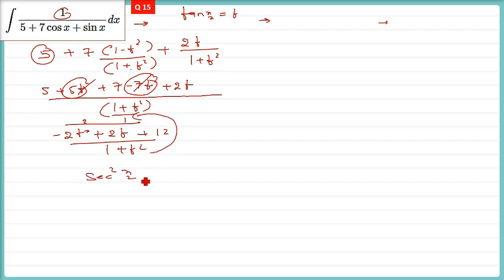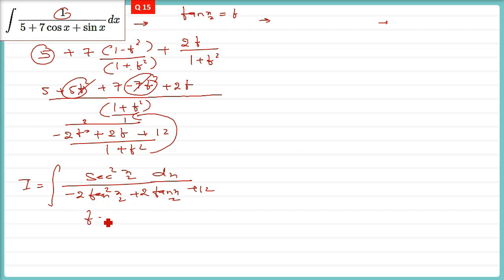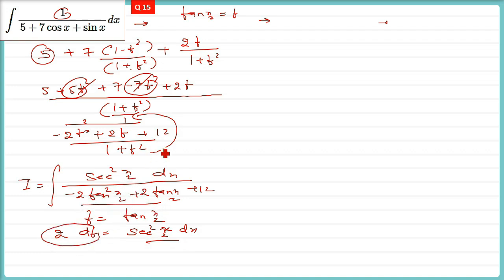This will form sec square x by 2 because 1 plus tan square x by 2 is obviously sec square x by 2. Now integration will become something like this. Minus 2 tan x by 2 plus 2 tan x by 2 plus 12. Now let's take this is the actual taking of t equals to tan x by 2. dt will be equal to, you already know about that, 2 dt will be equal to sec square x by 2 because all the questions we have done has the same assumption. We'll write 2 dt in place of sec square x by 2 dx. In the denominator, what are we going to get? So minus 2t, I'm taking the denominator, okay? Minus 2 tan square x by 2 plus 2 tan x by 2 plus 12.